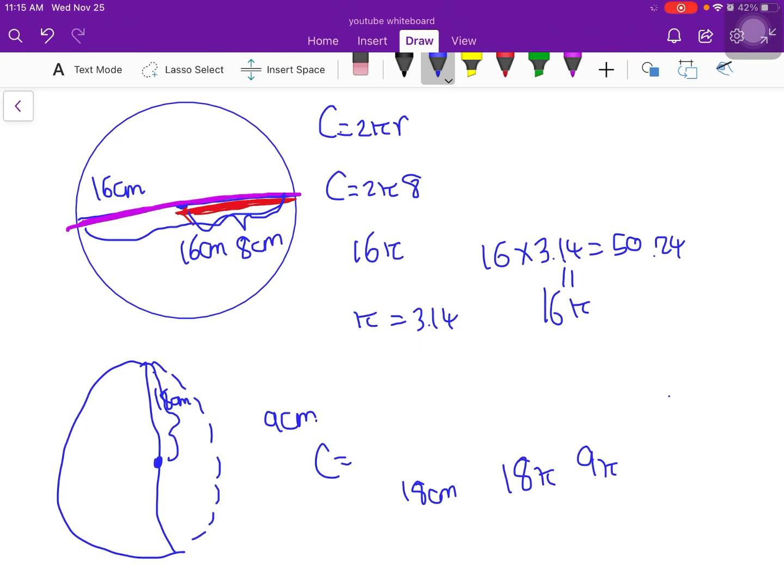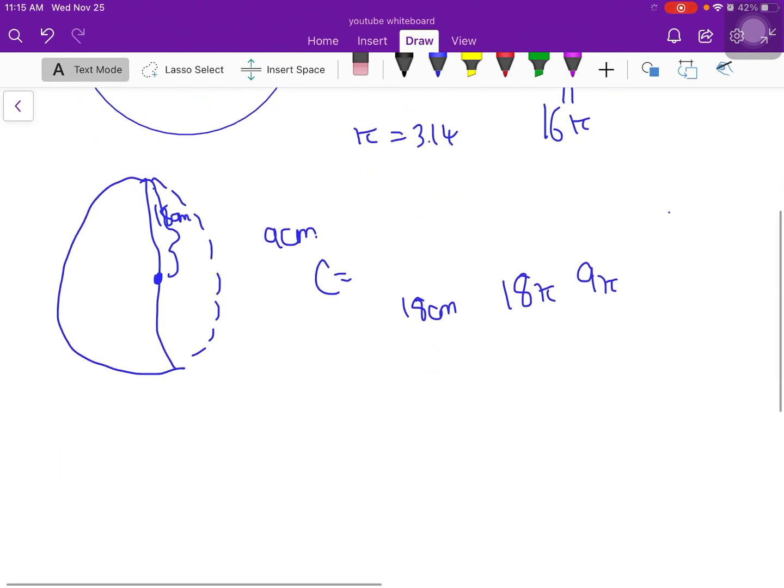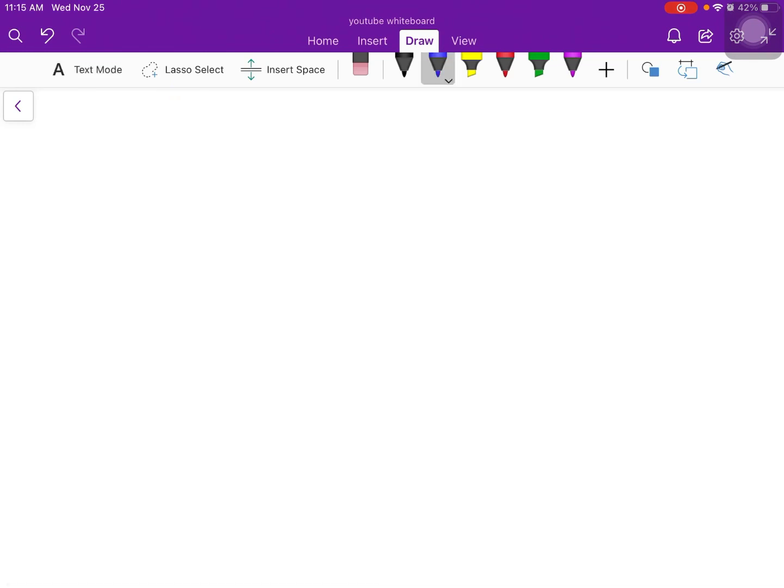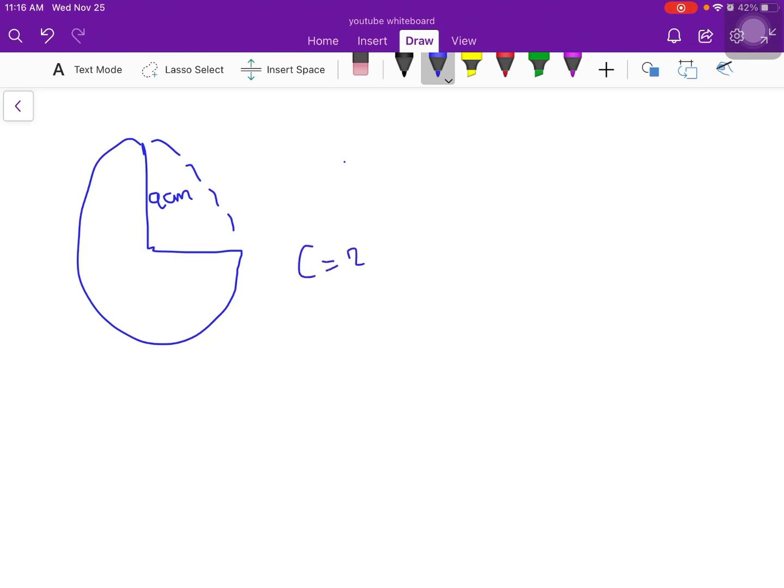Now we're going to look at how to find the circumference of a three-fourths circle. By that I mean this type of circle, a three-fourths. So let's say you're given the radius for the whole circle. Again, remember, this is going to be for the whole circle. You're given the radius 9 centimeters, right? Now you know the radius, so you automatically say, oh, we can replace the r by 9. So now you will have 2 pi times 9.